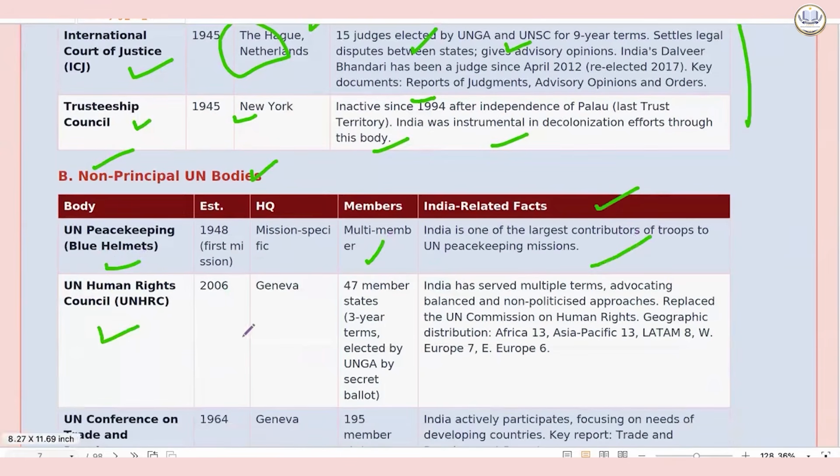We have the UN Human Rights Council, established in 2006, in Geneva, and we have 47 member states. There are 3-year terms, elected by the General Assembly by secret ballot. India has served multiple terms, advocating balanced and non-politicized approaches. It replaced the UN Commission on Human Rights. If you see the geographic distribution, 13 will come from Africa, 13 from Asia Pacific, then LATAM countries 8, West Europe 7, and East Europe 6. Okay, so this is the distribution.